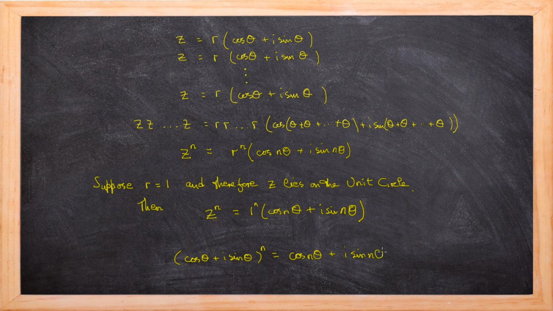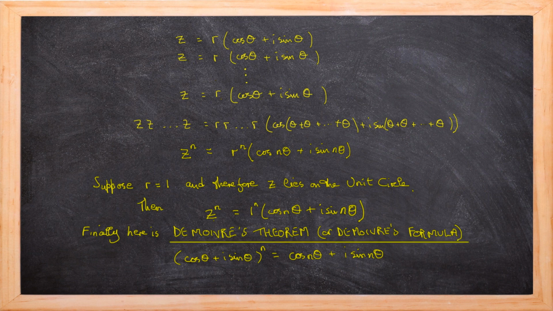And finally, we've reached de Moivre's theorem, or sometimes it's called de Moivre's formula. So cos theta plus i sin theta raised to the power n is the same as cos n theta plus i sin n theta, where you see the index of the power now becomes the factor in the argument, n times theta. So it's like the index moves down and becomes part of the argument of that complex number.